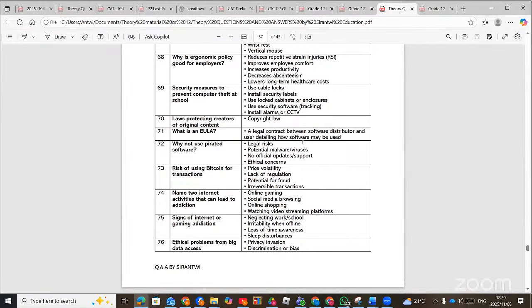EULA, a legal contract between the software owners and the software users, detailing what you can do and what you cannot do with the software. Right.